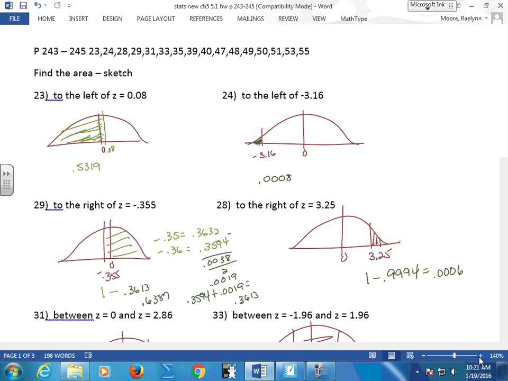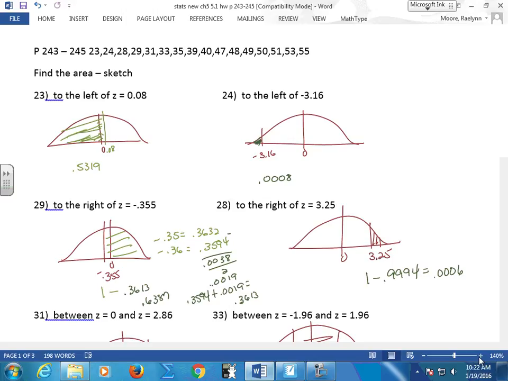To the left of negative 3.16, we know that's a very small area. It's left of negative 3. That's very unusual. It's going to be a very small area, far less than 1%, less than 1/10 of 1%. To the right, here's the 0. It's barely to the left of the 0, but we know this part down here is less than 50%.